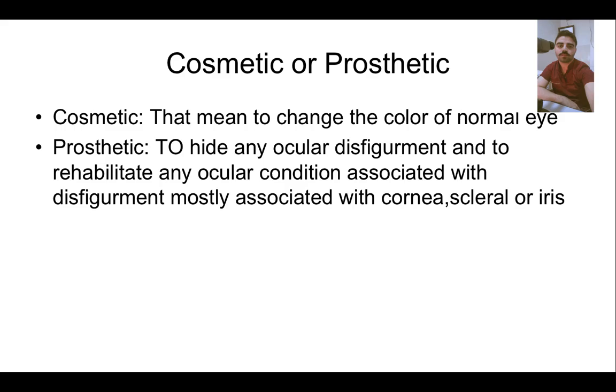But what is a prosthetic lens? This is also a sort of color lens, but the indication is pretty different compared to cosmetic lenses, because prosthetic lenses are primarily used to improve the appearance of a disfigured eye, particularly if there is any abnormality present in the patient's eye, and that abnormality could be related to the cornea, the sclera, or the iris. If we just want to change that disfigured appearance of the eye, we can go for prosthetic lenses.